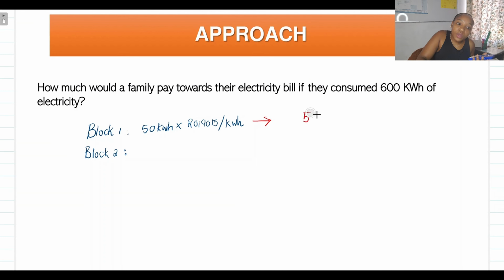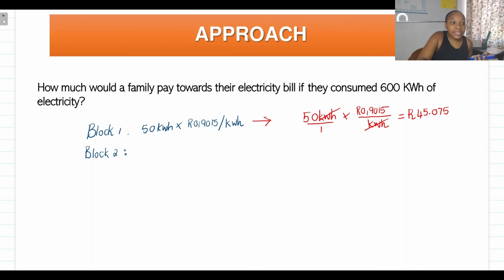All we're doing, guys, is that we know that 50 kilowatt hours, you can write that as 50 over 1. You're multiplying it by 0.9015 per kilowatt hour. This is what I'm writing down there. We see that these units cancel and you'll be left with the units in Rand. So if you take your 50 and multiply it with 0.9015, you will get 45 Rand and 0.75 cents.